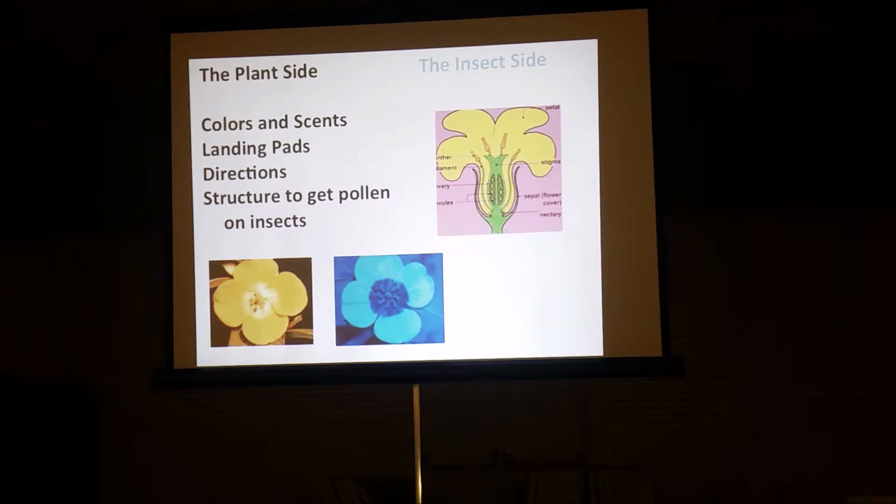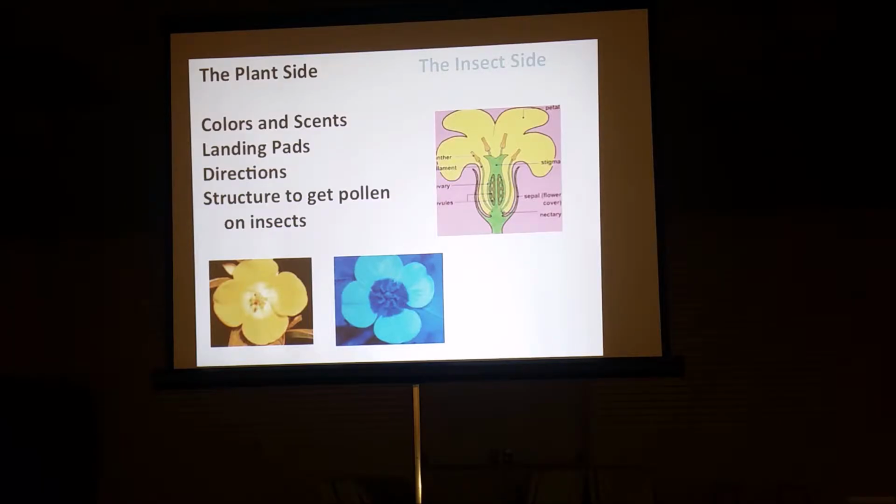If you look at the plant side, there are several things that had to happen before insects became the pollinators. One is that they have colors and scents associated with the flowers on the plants, and they have landing pads. In other words, if an insect is going to come to that flower to get the pollen, and pollinate that plant, it's got to be able to land. And actually, it turns out insects are kind of dumb, and so the plants actually give them directions. In other words, they have signs saying the goodies are down here.